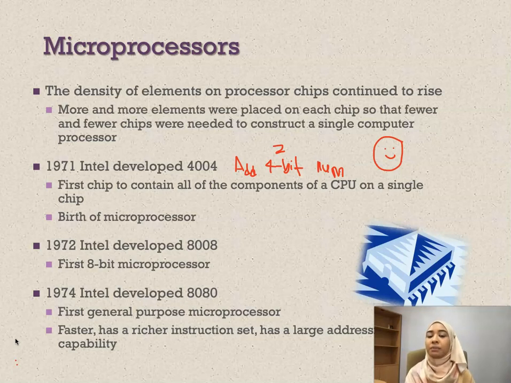It was the first 8-bit microprocessor. And then after 2 years, Intel developed the 8080. It was still an 8-bit microprocessor. The difference was that the 4004 and 8008 were designed as microprocessors for a specific application. They were not intended to be used as a general purpose CPU. But the 8080, which was faster, had a richer instruction set, and had a larger addressing capability, could be used for general purpose. It was up to your imagination how you would want to use it, because it is supposed to be general purpose. Okay.